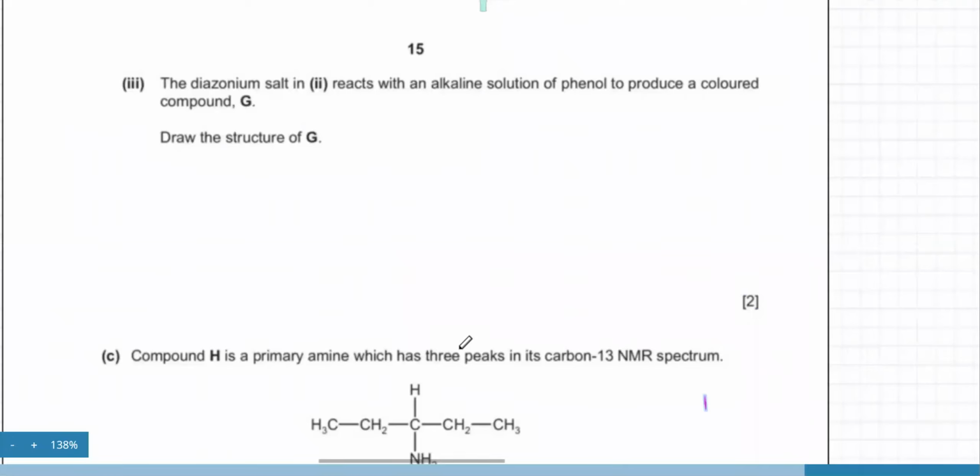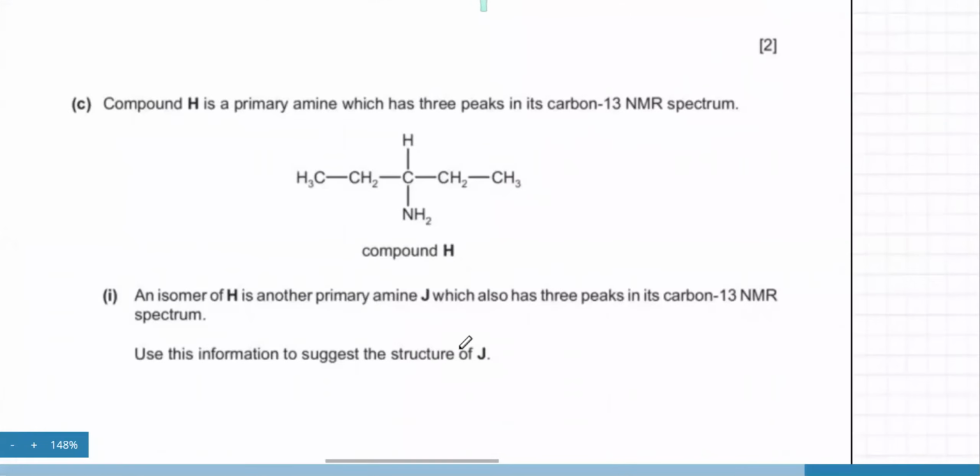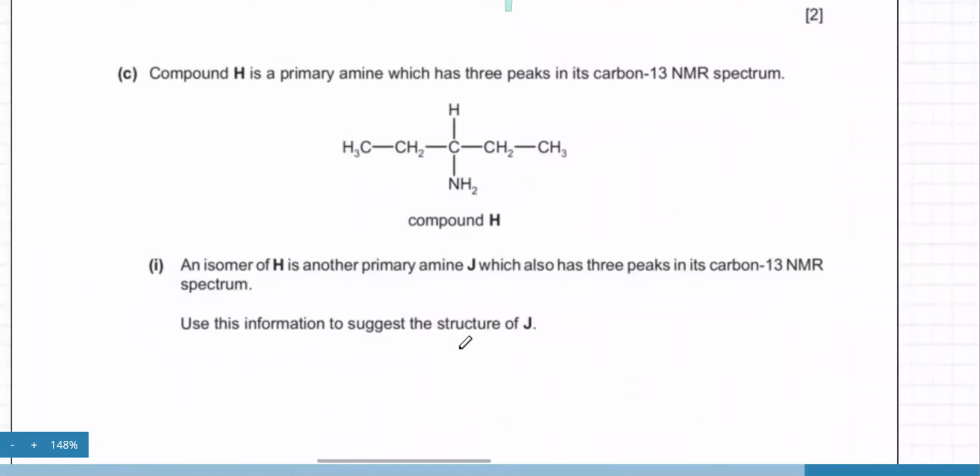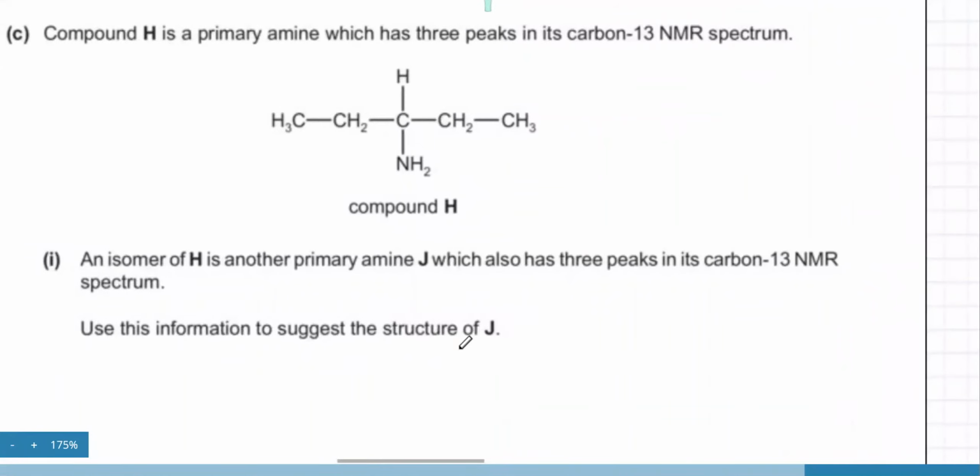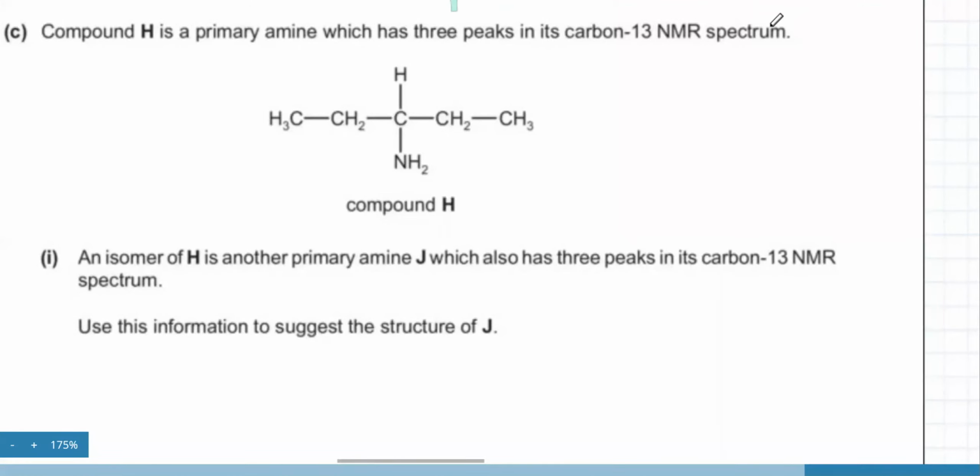And that's all about azo. Remember, azo dyes are very, very important. They're always appearing in the exam. Now, part C: compound H is a primary amine which has 3 peaks in its carbon 13 NMR. Now we're talking about carbon 13 NMR. So what is carbon 13 NMR?